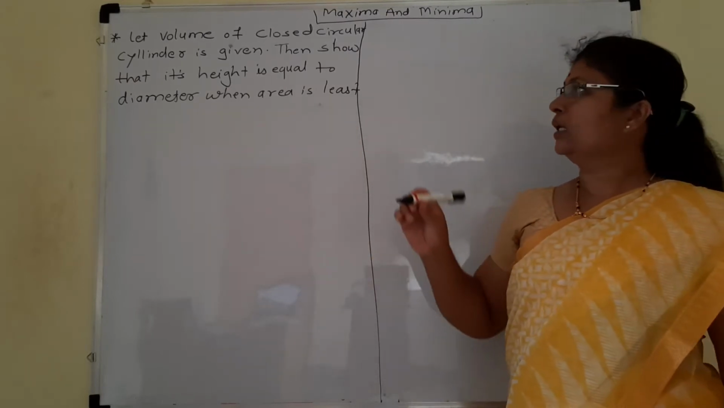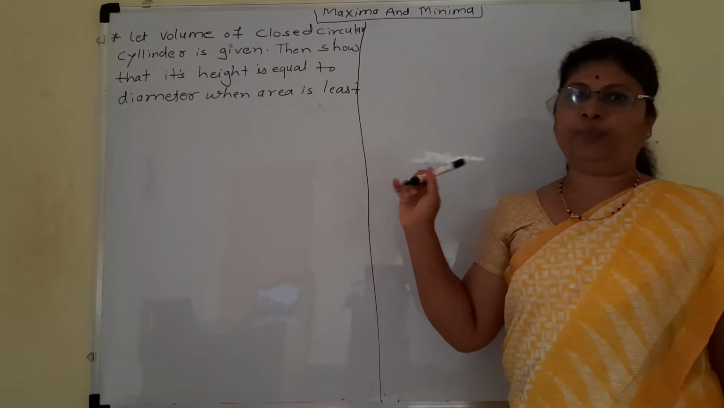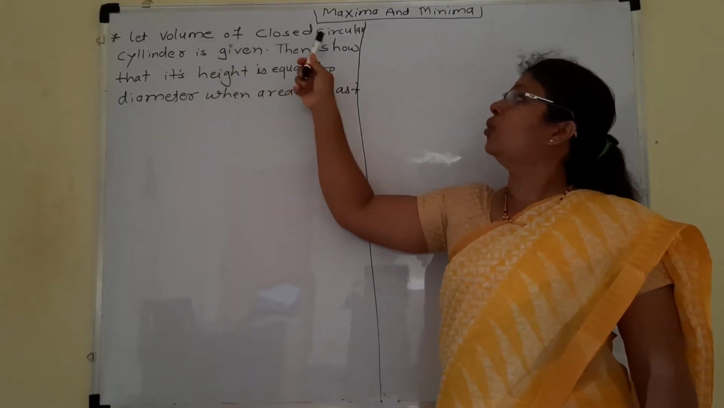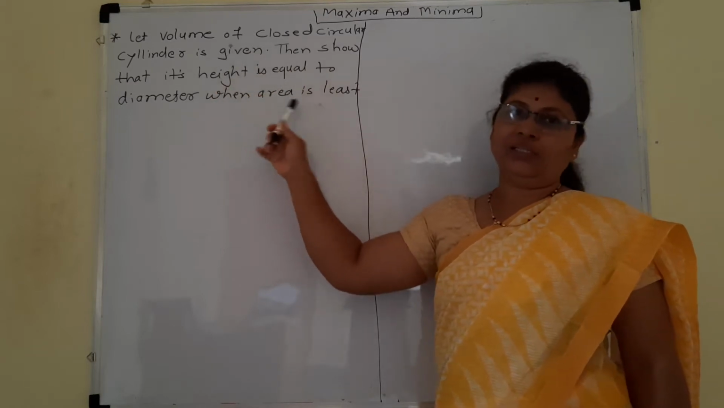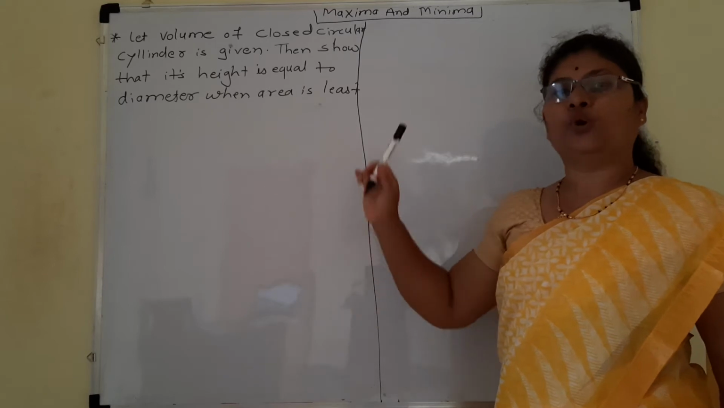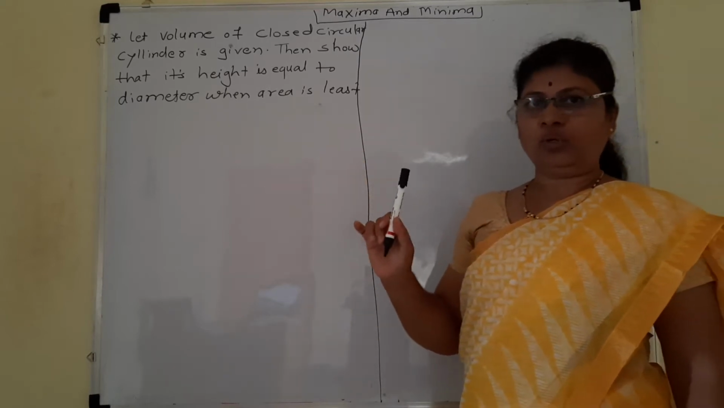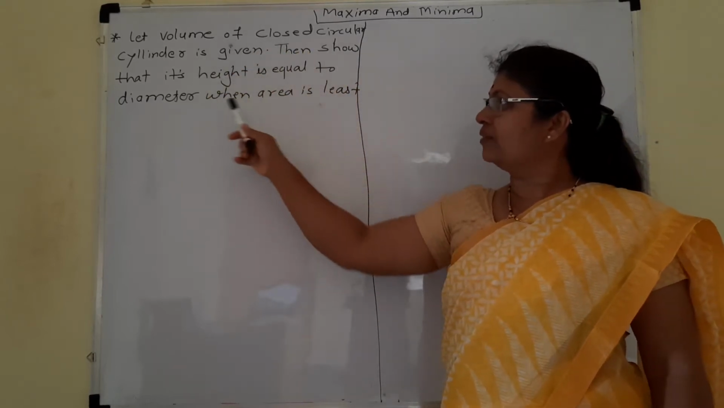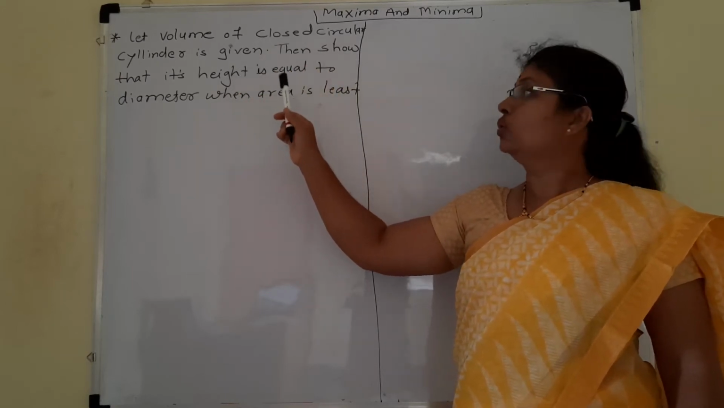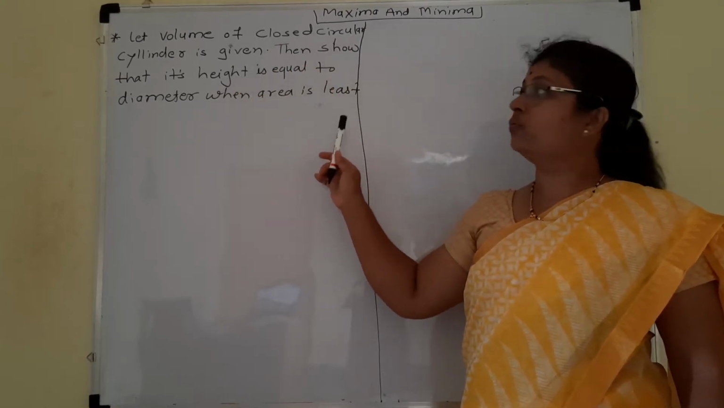First of all, let us understand the example properly. What is given to us? Volume of a closed circular cylinder is given. It is a general example. This will give us a formula that we can use for CET and JEE. No numbers are given; a general example is given, so consider it carefully.